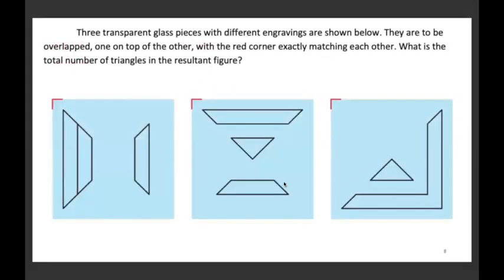Three transparent glass pieces with different engravings are shown here. They are to be overlapped one on top of the other with red colored corners matching. These are the red colored corners which match each other and they overlap. Find the total number of triangles that the resultant figure will have. Okay. To find the total number of triangles that the resultant figure will have.